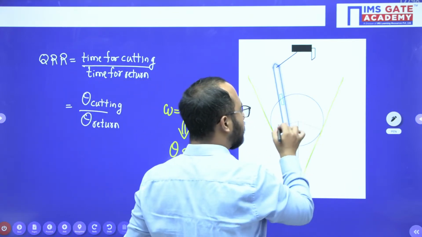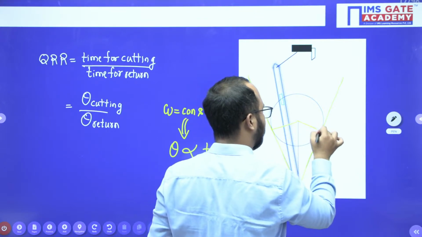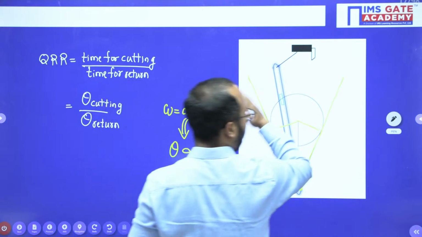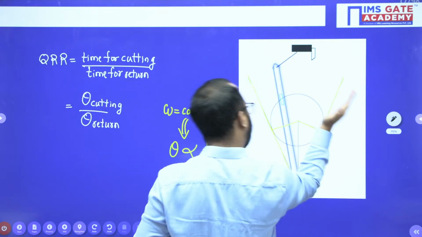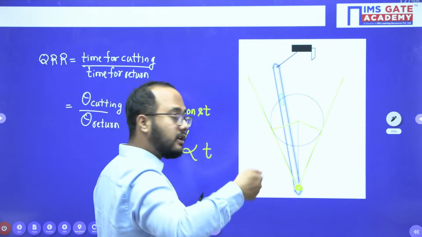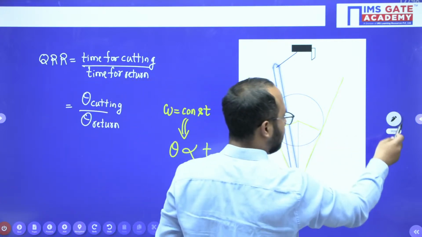What is the extreme position of the crank? This is the extreme position of the crank. So, this slotted bar will be moving like this during the cutting operation, then again come back for the return stroke. But a crank is having complete rotation. So, try to understand this point here.